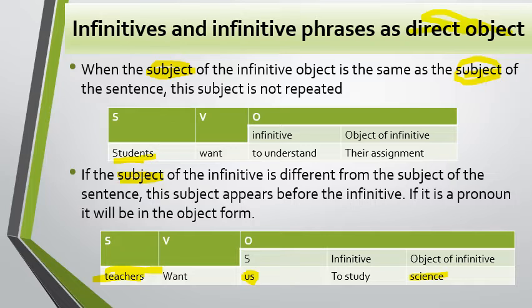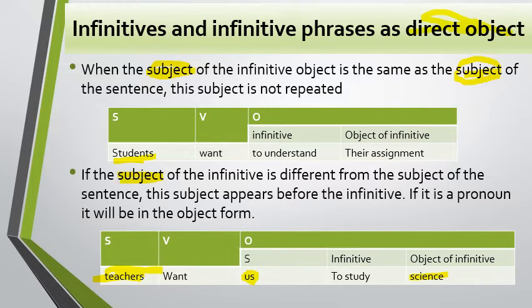That's why you see that this subject is mentioned here in this sentence, and something else. And if this subject was a pronoun, it will be in the object form, which means us, him, her. Okay? I hope this is clear.